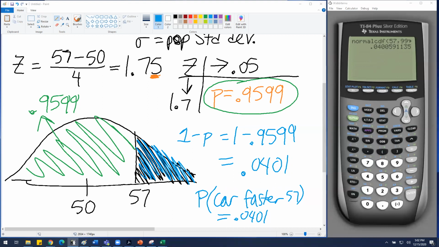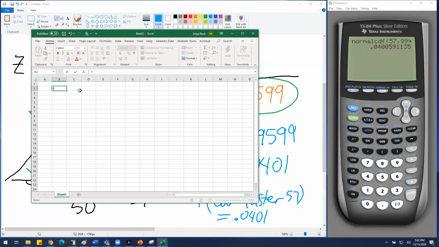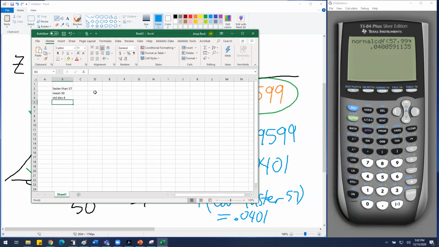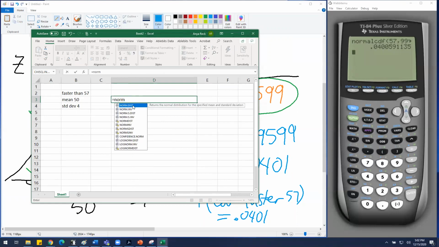If you're doing it through Excel, you can also do it this approach. To find faster than 57 with a mean 50, standard deviation 4. You're going to type in equal normal dot distribution. Just double click on the formula. It says you put the X value first, so 57, comma, the mean, 50, comma, the standard deviation, 4, comma.